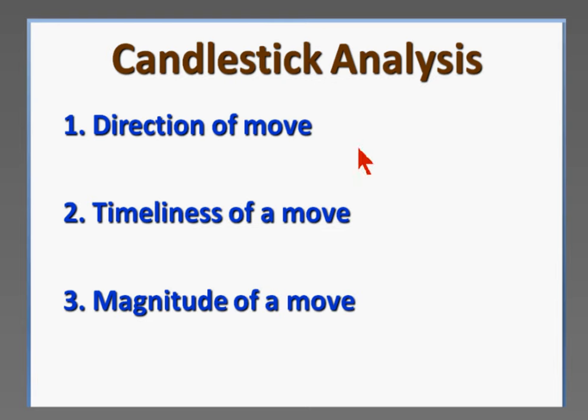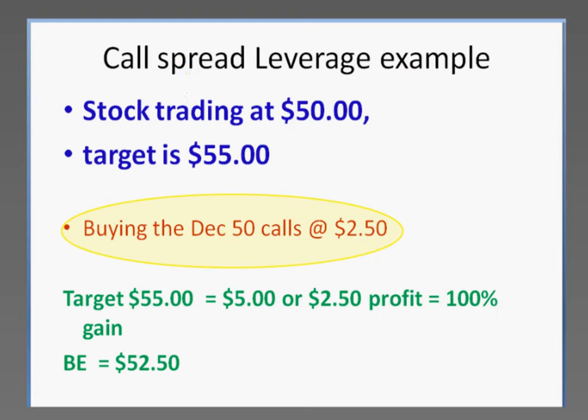And that's because, go right back to, we know the direction of the move, the timeliness of the move, and the magnitude of the move. So if I'm looking at a stock that's trading at 50 and the target is 55, and I'm buying, and this one we wrote up a while ago, the December calls at $2.50, and it does hit our 55 target, that means those calls are now $5, or we've made a $2.50 profit, or 100% gain on that option price. And our break even on that trade was $52.50.